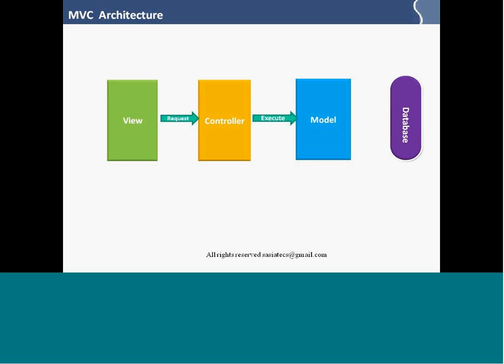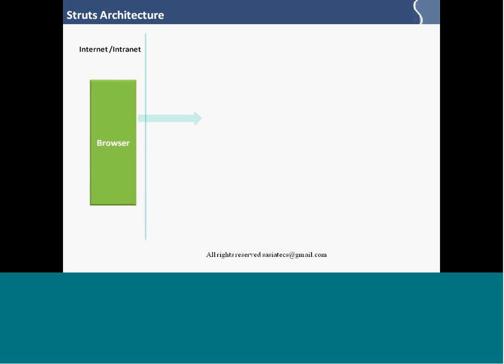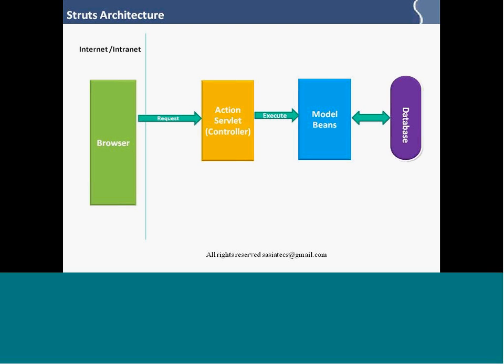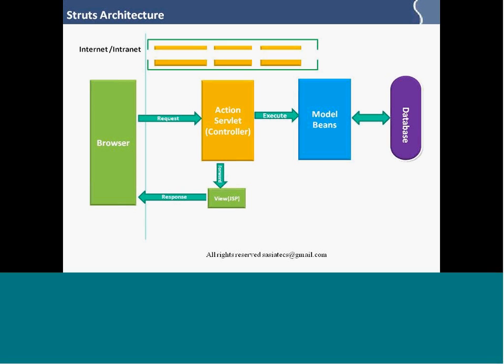Now the Struts architecture: you have your browser, an action servlet which acts as the controller, model beans, and the database at the end. The controller passes the request to the model beans, and the response gets back to the front, the browser. This is a typical framework. It has a few important components in Struts, such as configuration and action forms.